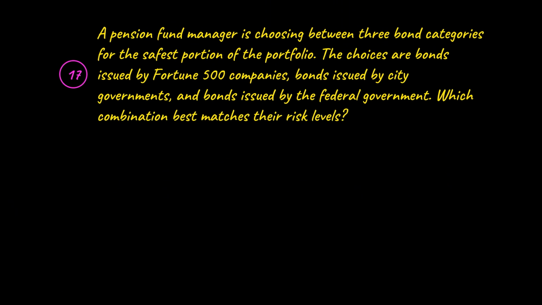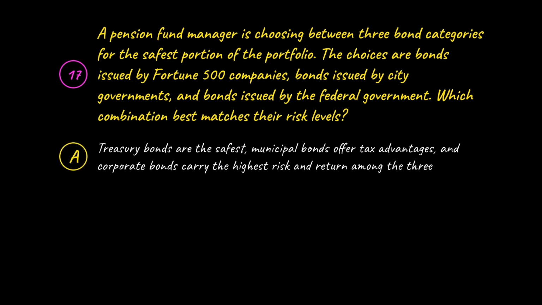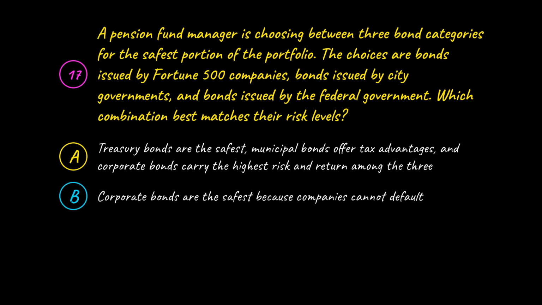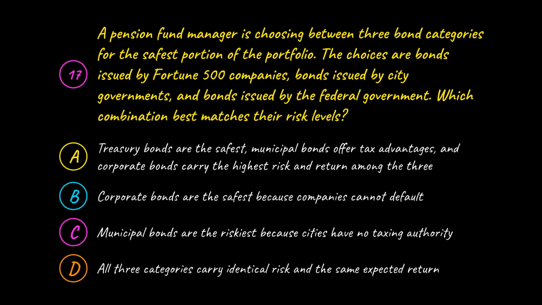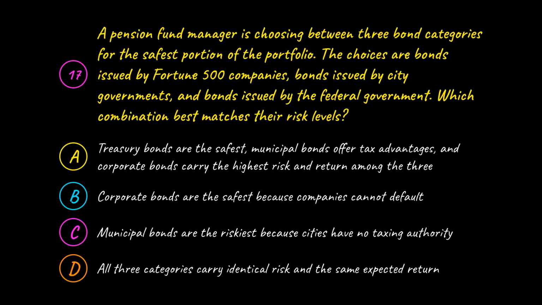Your options are A. Treasury bonds are the safest, municipal bonds offer tax advantages, and corporate bonds carry the highest risk and return among the three. B. Corporate bonds are the safest because companies cannot default. C. Municipal bonds are the riskiest because cities have no taxing authority. D. All three categories carry identical risk and the same expected return. Which one is it? Pause the video if you need more time.